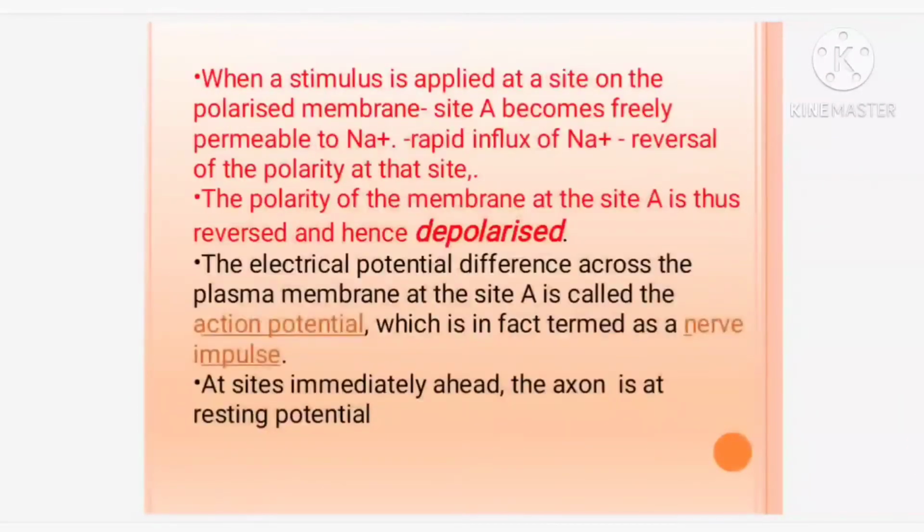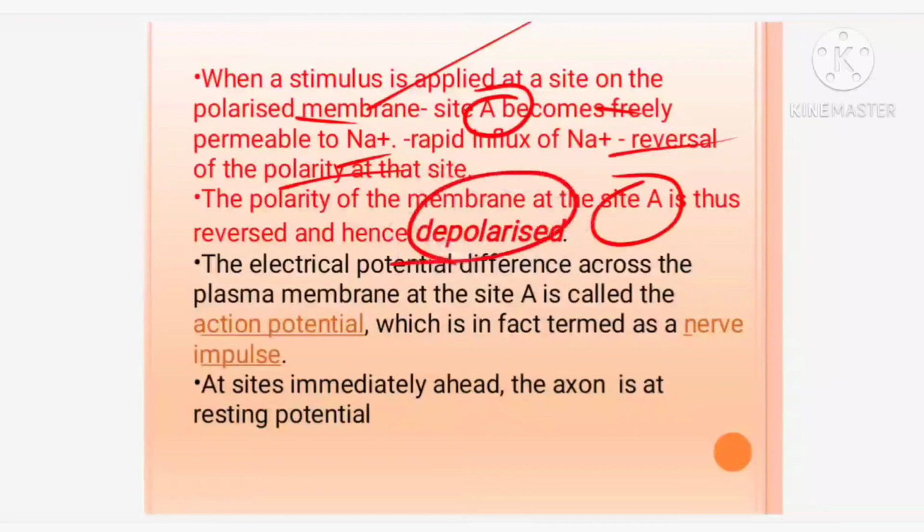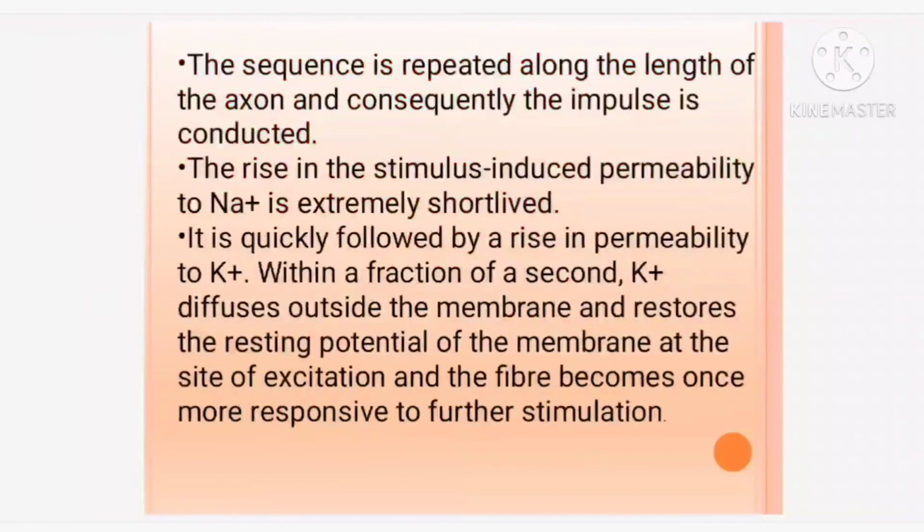Now, what is happening next? Whenever a stimulus is applied at the polarized membrane, at site A, it becomes freely permeable to sodium. So the polarity of site A is thus reversed and it is getting depolarized. The electric potential difference across the plasma membrane at site A is called the action potential, which in fact is called the nerve impulse. The site immediately ahead on the axon is at resting potential, isn't it? In the beginning it will be resting. So the sequence will be repeated along the length of the axon.